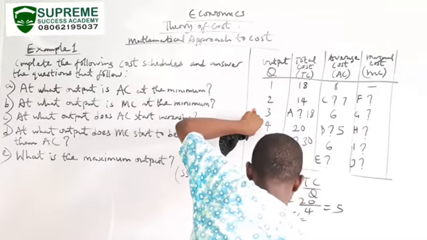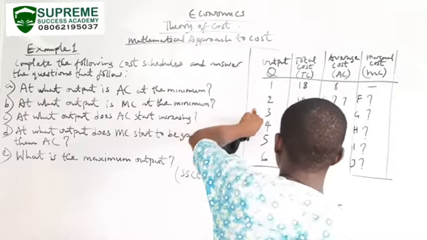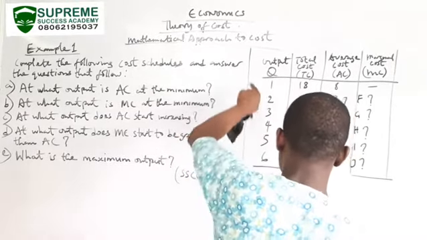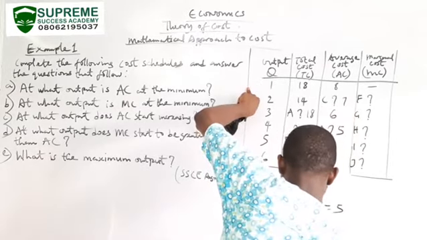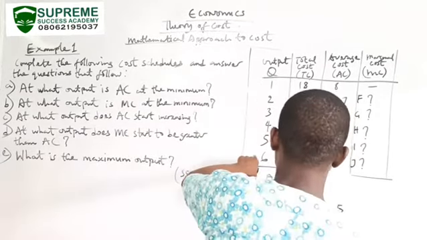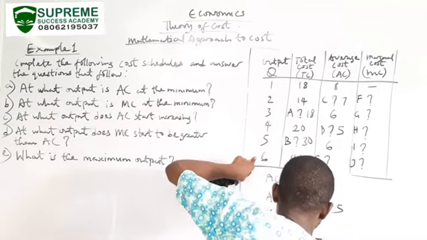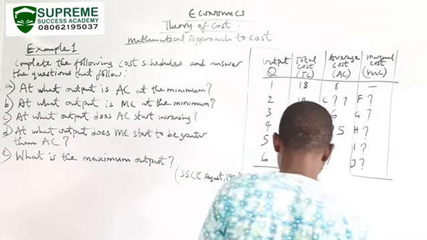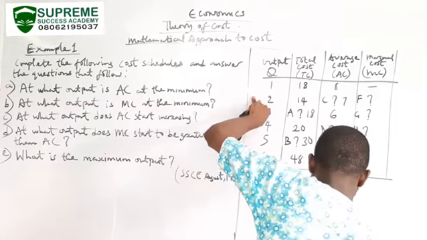So AC here equals total cost. What's our total cost? Our total cost here is 48, divided by the output. What's the output? The output is 6. 48 divided by 6 will give us 8.